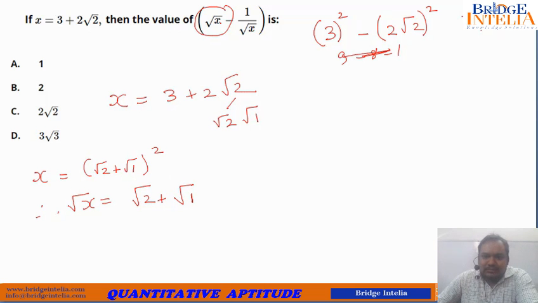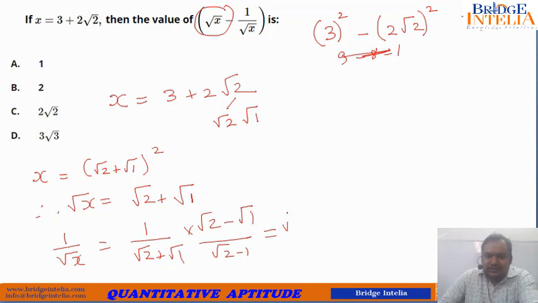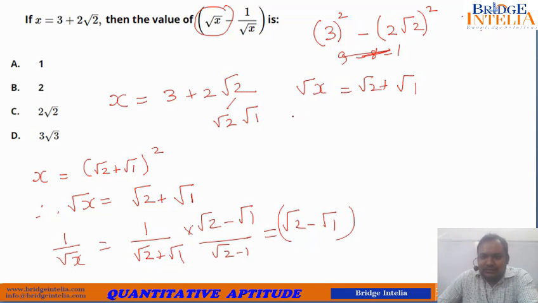Now you have been asked to calculate this. So we know what is root x. Now what is 1 by root x? So 1 by root x will be equal to 1 by (root 2 plus root 1). If you rationalize this by multiplying it by this, the denominator becomes 1. So this is actually equal to root 2 minus root 1. So root x comes out to be equal to root 2 plus root 1, and 1 by root x comes out to be equal to root 2 minus root 1.